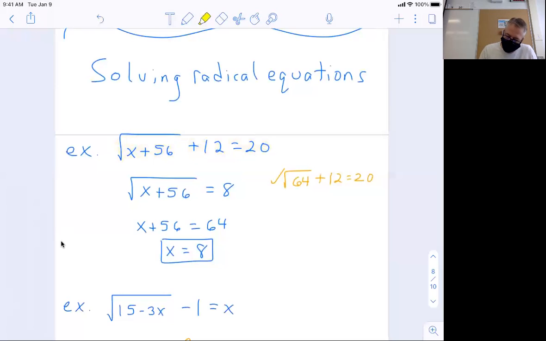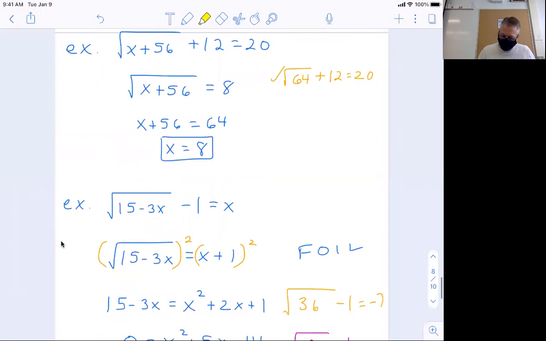So for the first one, I moved the 12 over by subtracting 12 from both sides, then squared both sides, and then just subtracted the 56 to the other side, and x came out to be 8. Don't forget, we always want to check our answers. Radical equations do have extraneous solutions at times, okay? And we did a couple examples here.